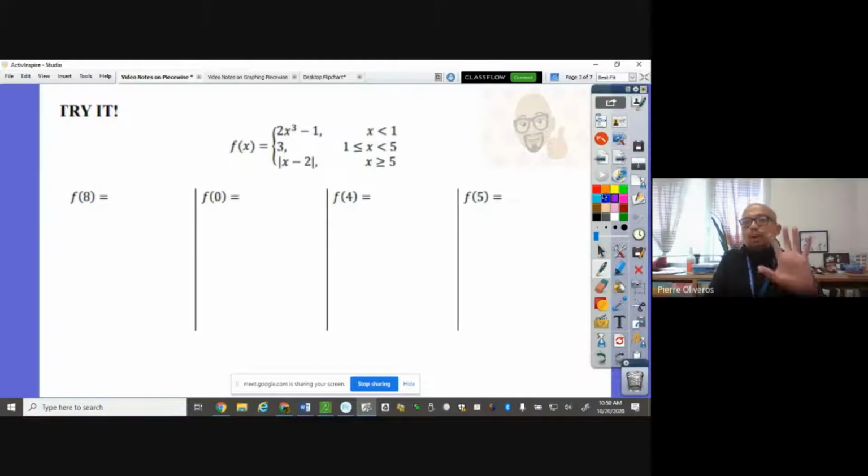All right, I need you to pause and try this on your own. Copy everything and try to solve it algebraically. All right, there you go. I hope you tried to do this.